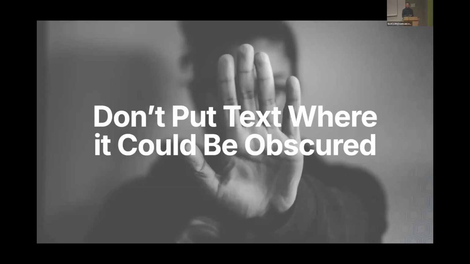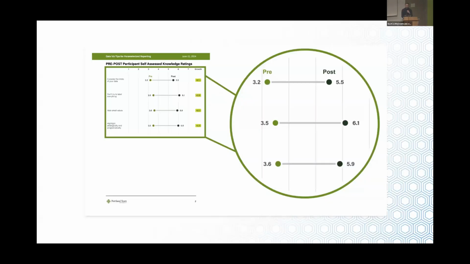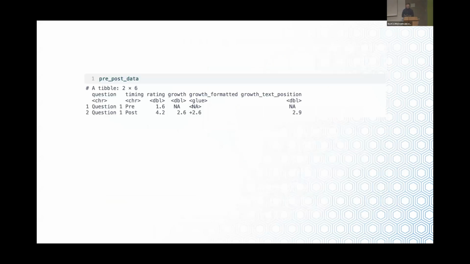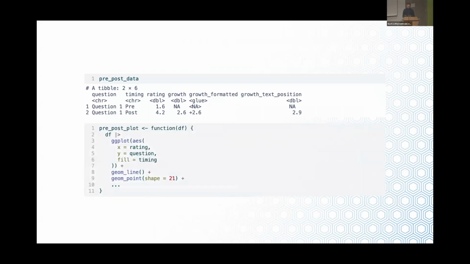Last text tip is to not put text where it could be obscured. So here, for example, these are pre-post plots looking at knowledge assessment on those child welfare trainings that I was talking about. The data looks more or less like this. You've got whatever question, the timing pre-post, the rating, and then the growth is the difference between the pre and the post. Growth formatted is just, we add a little plus sign to make it look nice. And then growth text position is basically where we're going to put that growth label. So we calculate that right in between 1.6 in this case and 4.2.